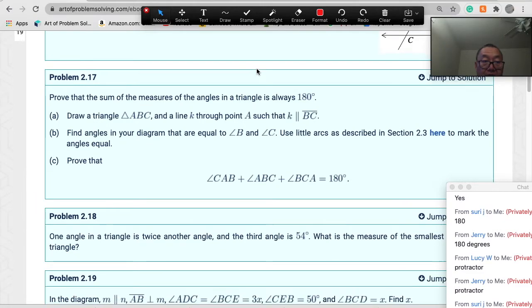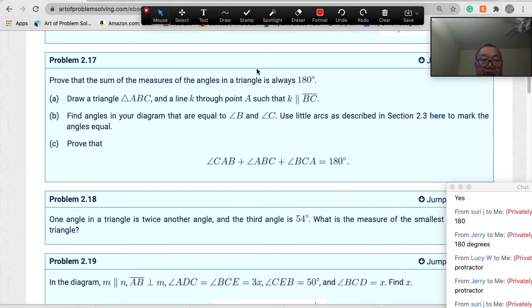Now let's go to 2.17. Here they ask you to prove that the sum of the measures of angles in a triangle always equals 180 degrees. To prove this, we separate it into three steps. They show you three steps to prove that.